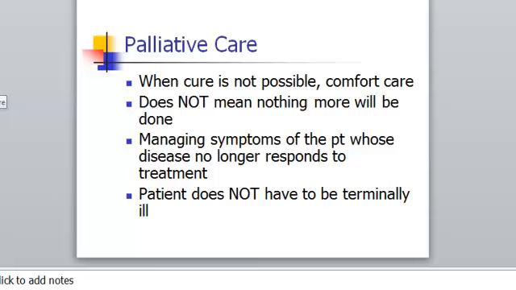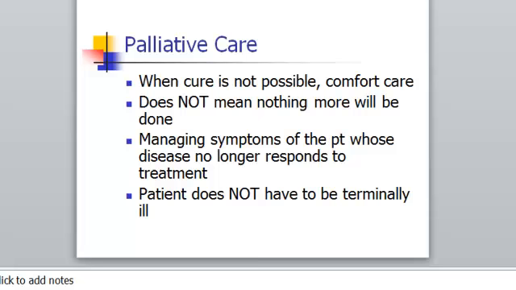But in palliative care, it's comfort care. It's symptom management. The patient does not have to be terminally ill. They actually can be. There's no cure available, but you're looking at a long time, months to years. With hospice care, a physician has to sign a certification that he feels the patient has 6 months of life or less left.